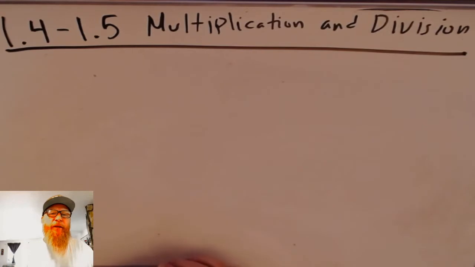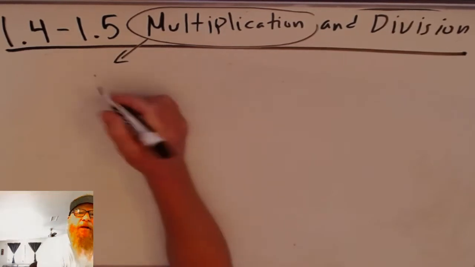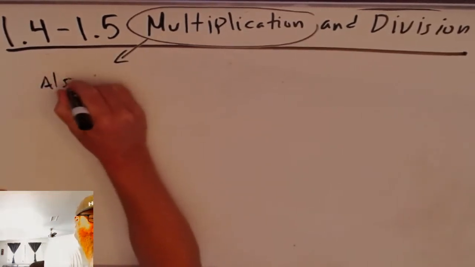This should be the end of the introduction. Chapter 1 will be in the record books after today. So we'll start off with multiplication. Multiplication results are also called products.